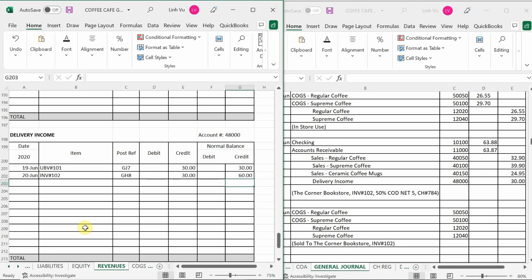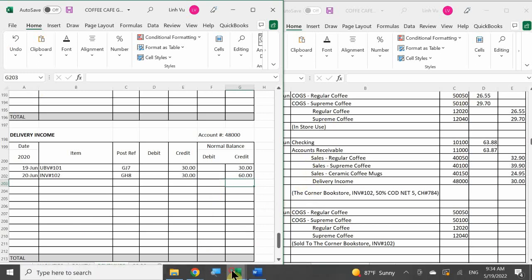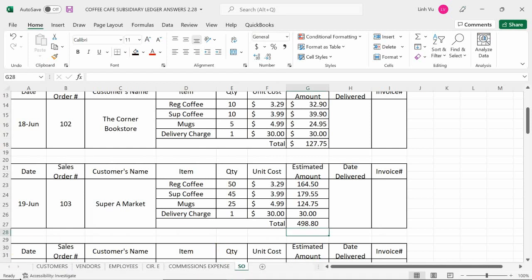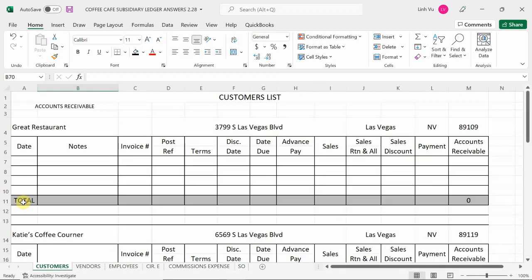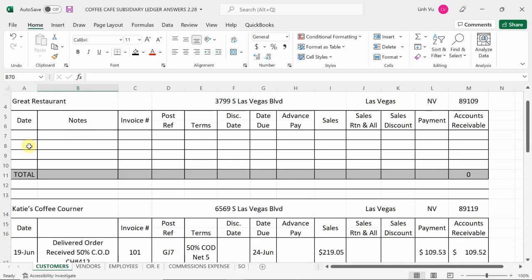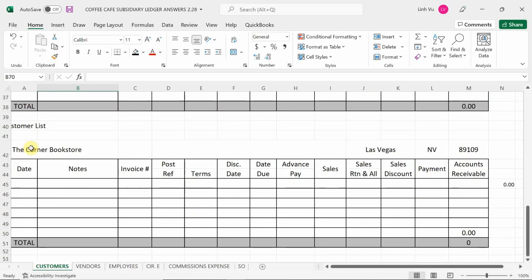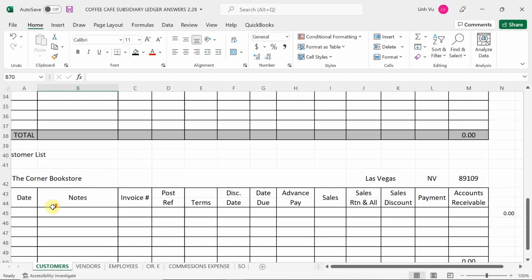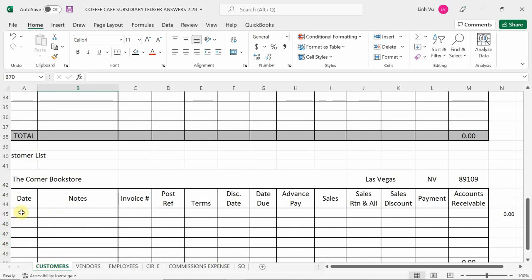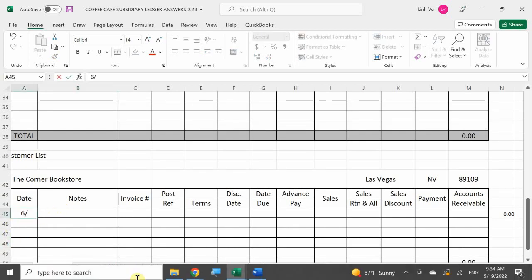Okay. So now that I did the journal, I updated the ledger. I had dealt with the customer, right? This customer owes me money. So I need to make a record for them to keep track of them owing me this money. So in this case, they are a customer, right? I have great restaurant here, Katie's Coffee Corner, Super A Market. Here they are, the corner bookstore. Okay. It's the 20th, right? What do you want to say?